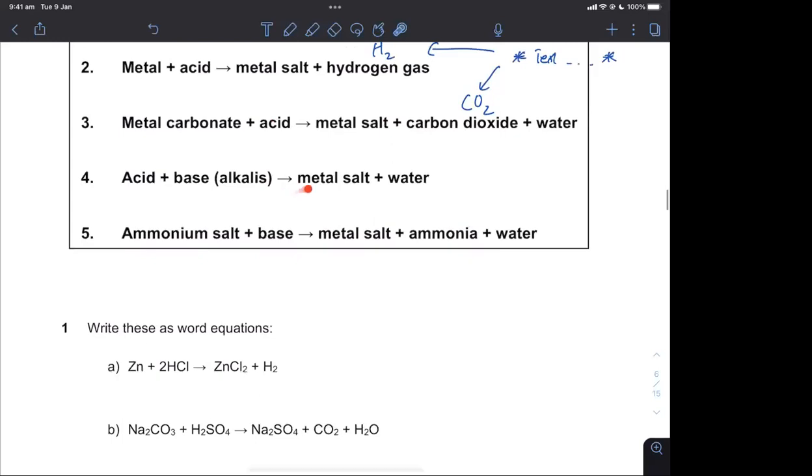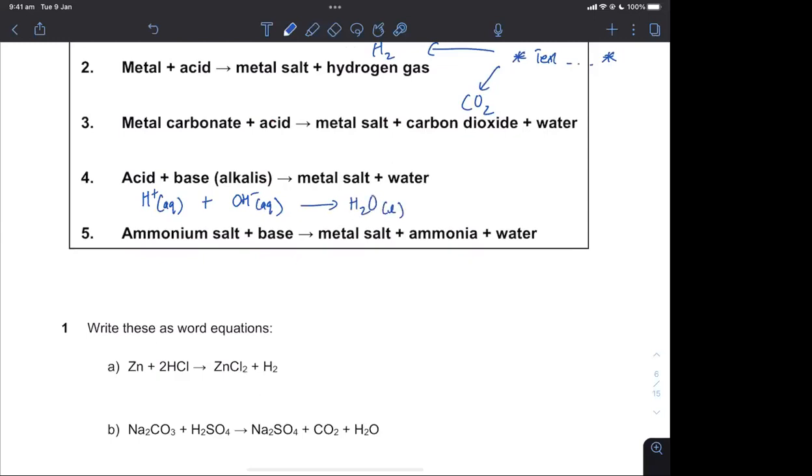Acid and base is your classic neutralization. They give you metal salt and water. And you should know the ionic equation. Every single acid has an H+ aqueous. Every single base dissolved in water has this OH- aqueous. I'm just writing the ionic equation. So it doesn't matter what acid I use, doesn't matter what base I use. I just have the water.